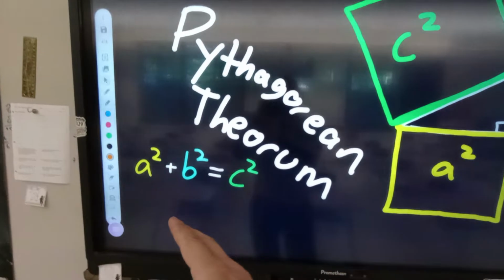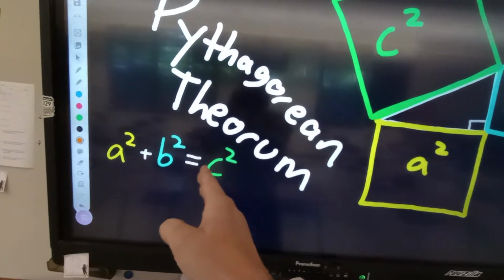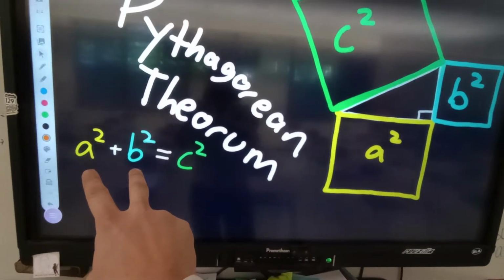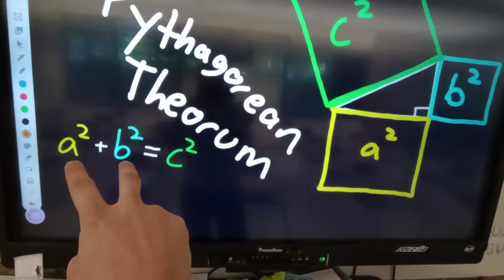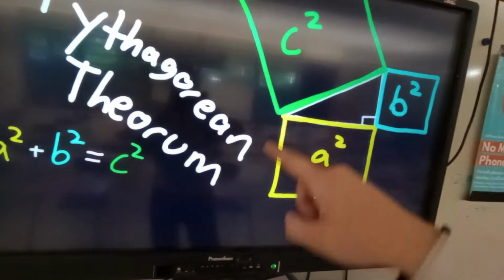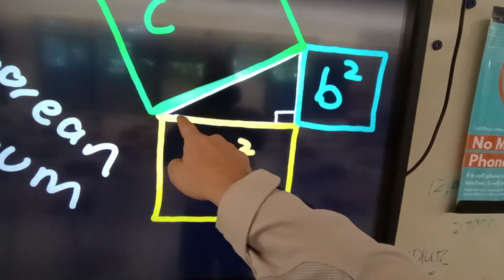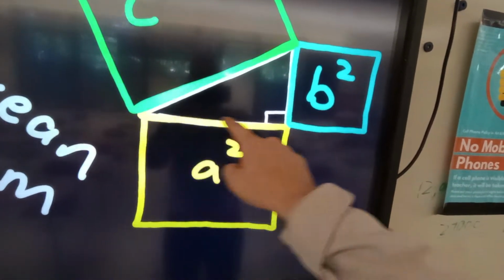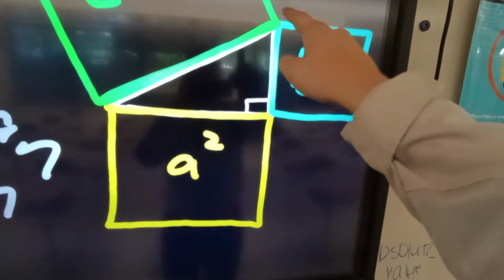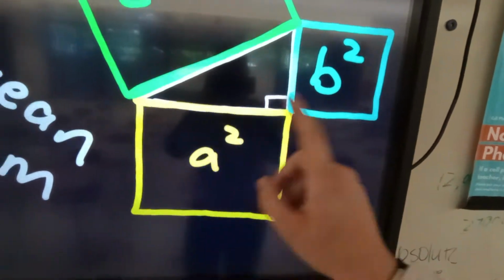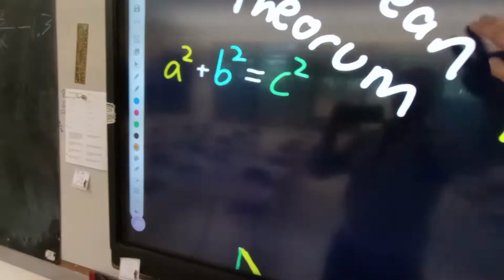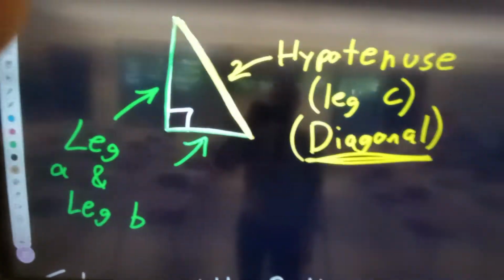The theorem itself is that a squared plus b squared will equal c squared. That is the two legs that form the 90-degree angle of a triangle. If you take the square of them and add them together, they will equal the square of the hypotenuse, this diagonal side. Okay, so if I took this side and squared it, so this side times this side, and then b times b, so just like that, I will get two areas which will be equal to the area of this largest square.